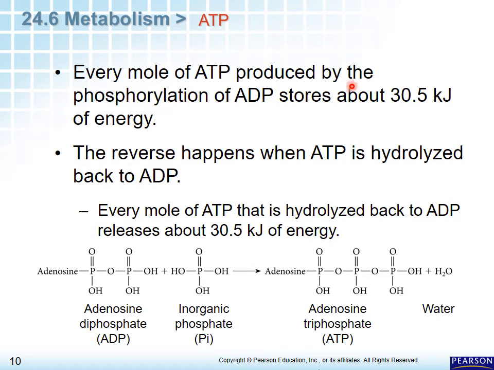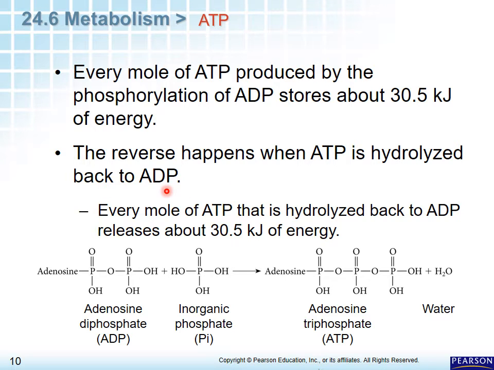Every mole of ATP produced by the phosphorylation of ADP stores about 30.5 kilojoules of energy. Remember this: after this conversion, how much energy is going to be stored here? 30.5 kilojoules. And the reverse happens when ATP is hydrolyzed.